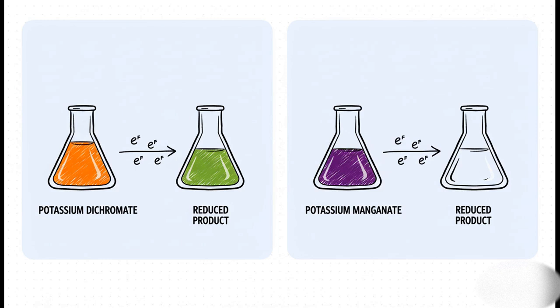And speaking of visual clues, some redox reactions are just spectacular. They give you these incredible color changes. Take a look at these two common chemicals. When the powerful oxidizing agent potassium dichromate gets reduced, its solution flips from a bright orange to a deep green. And potassium manganate is even crazier, going from this intense purple to completely colorless. That color change is the proof that electrons are on the move.